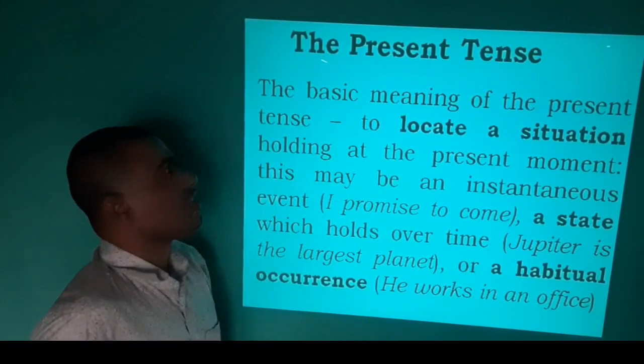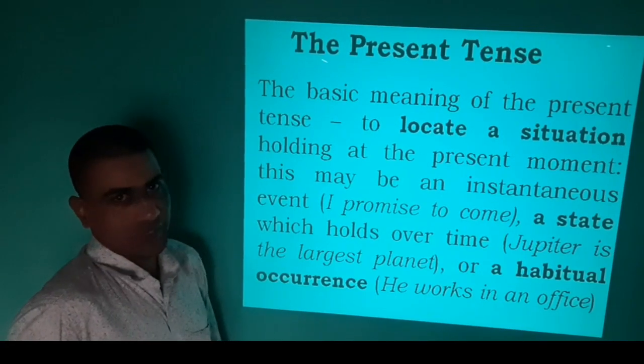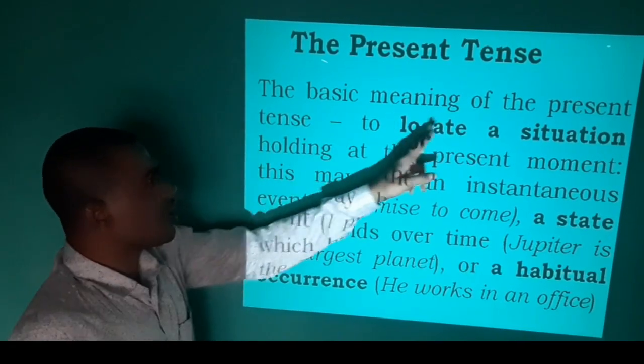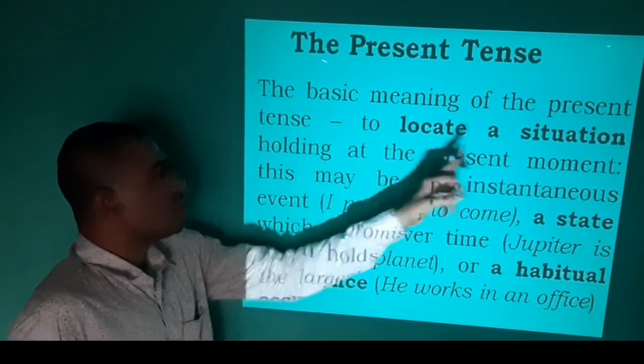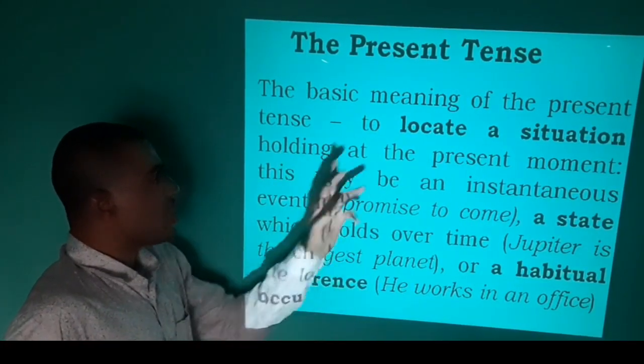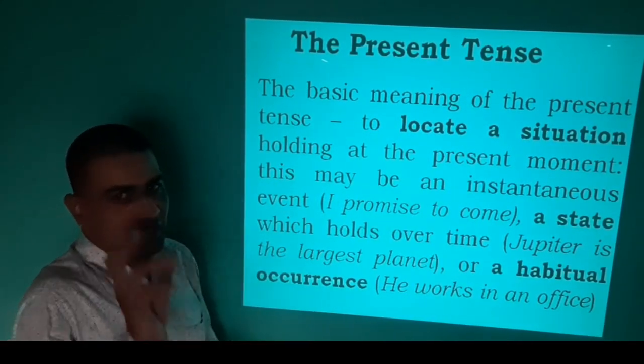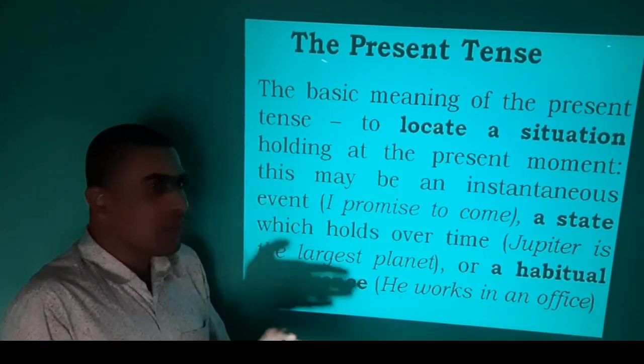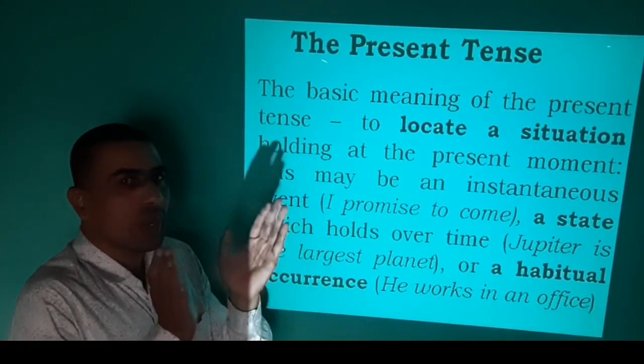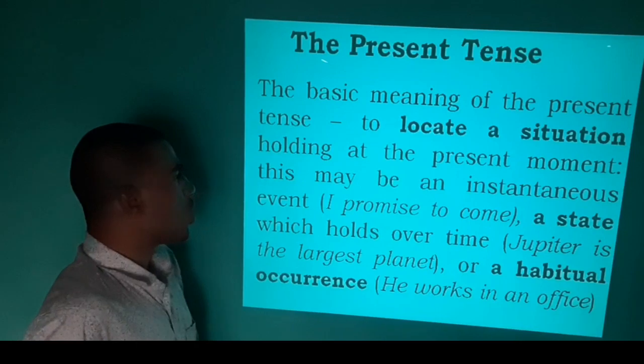Now, let us look at the first tense, that is the present tense. The basic meaning of the present tense is to locate a situation holding at the present moment. The moment we say present tense, it is the time of action which is going on at present. So this is what we talk about.